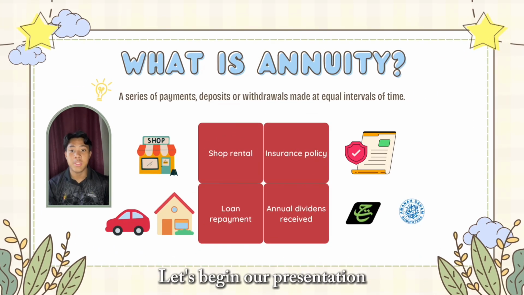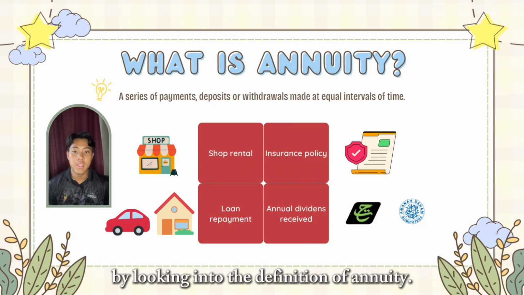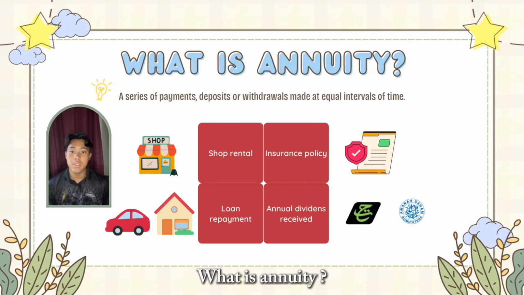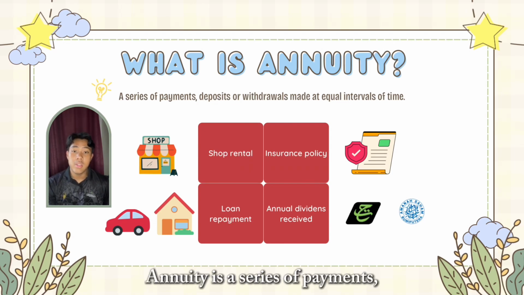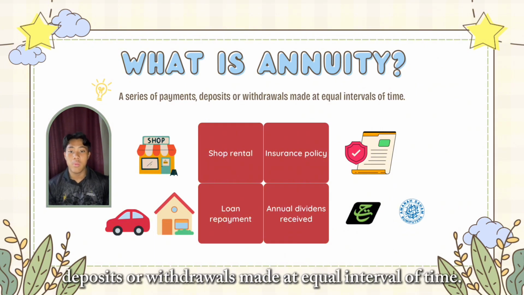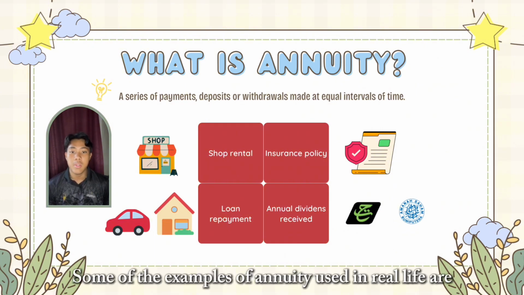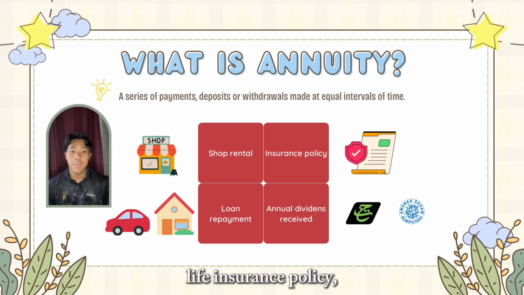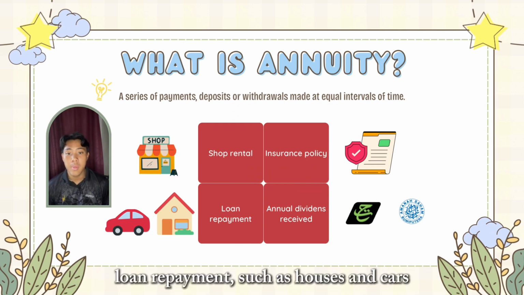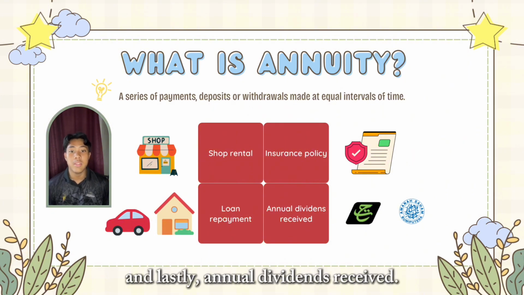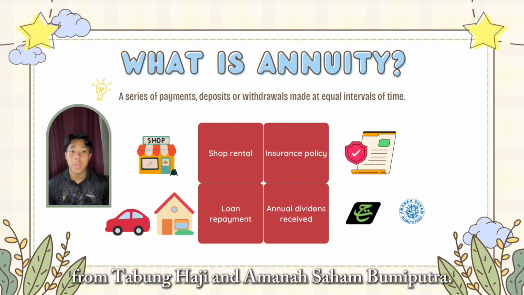Let's begin our presentation by looking into the definition of annuity. What is annuity? Annuity is a series of payments, deposits, or withdrawals made at equal intervals of time. Some examples of annuity used in real life are shop rental, life insurance policy, loan repayment such as houses and cars, and lastly, annual dividends received, for instance, from Tabung Haji and Amanah Saham Bumiputra.